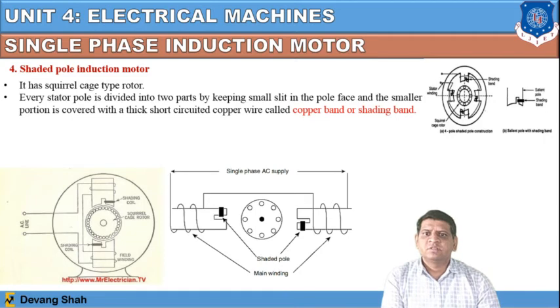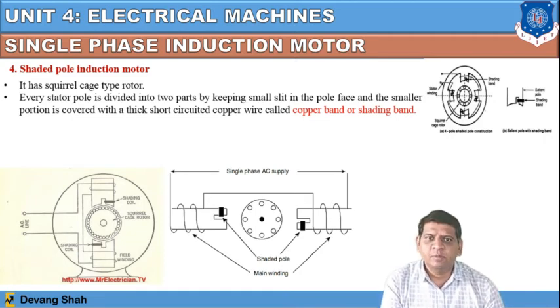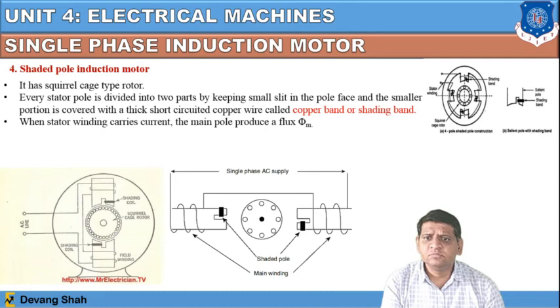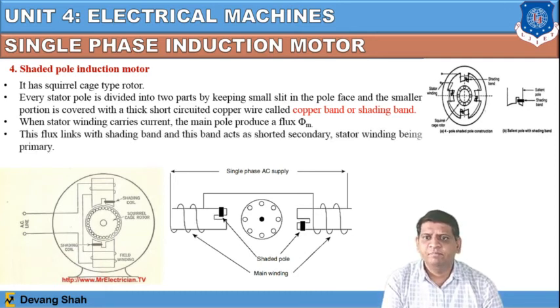Every stator pole is divided into two parts by keeping a small slit in the pole face, and the smaller portion is covered with a short circuited copper wire called the copper band or a shading band. So this black terminology, as per this arrow, is defined as a copper band or a shading band. When the stator winding carries current, the main pole produces a flux phi m, and this flux links with the shading band. This band acts as a shorted secondary, and the stator winding acts as the primary.